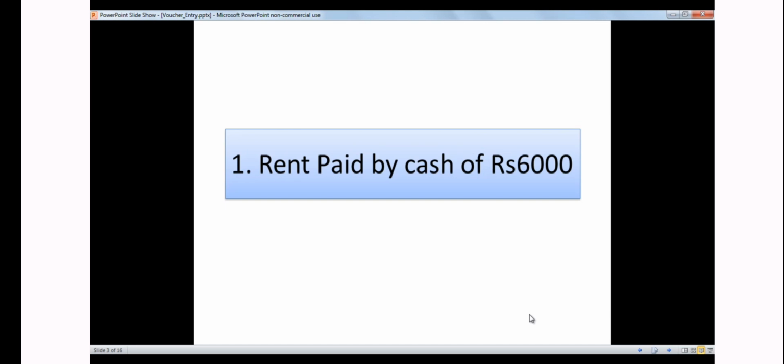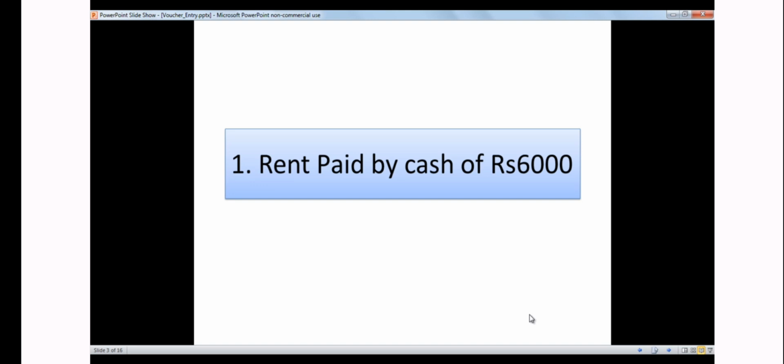So let's read out the first statement. The first statement here is rent paid by cash of rupees 6,000. Now do it step by step, so it will not be very difficult for you. The first step is to find out two ledgers here. Now in this particular statement, the first ledger is of course rent and the second ledger is cash.